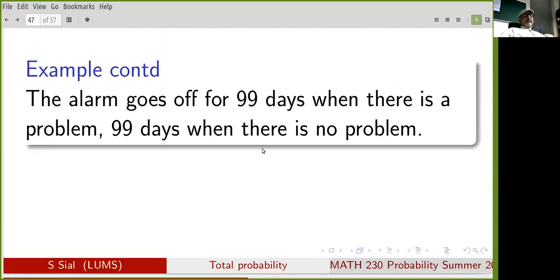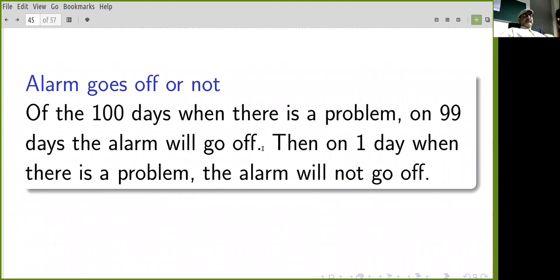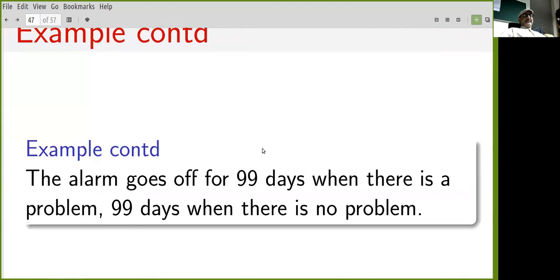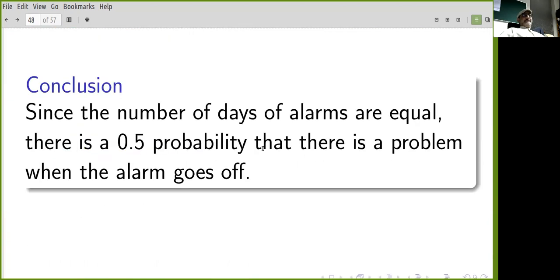So the alarm is ringing 99 days when there is a problem. And it's ringing 99 days when there is no problem. So the number of days the alarm is ringing are equal. So there's a 0.5 probability that there is a problem when the alarm goes off. And since it's an atomic power plant and there's a 50% chance that something is wrong, probably should take some precaution.